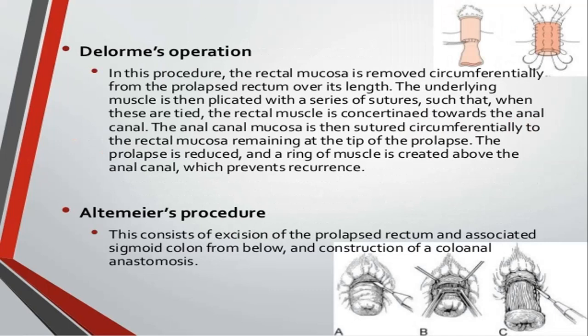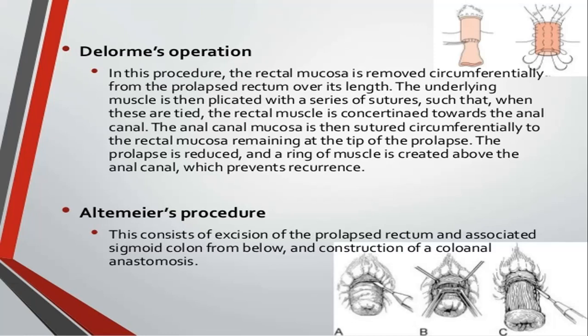Delorme's operation, in this procedure, the rectal mucosa is removed circumferentially from the prolapsed rectum over its length. The underlying muscle is then plicated with a series of sutures, such that when these are tied, the rectal muscles concentrate toward the anal canal. The anal canal mucosa is then sutured circumferentially to the rectal mucosa remaining at the tip of the prolapse. The prolapse is reduced and a ring of muscle is created above the anal canal, which prevents recurrence.